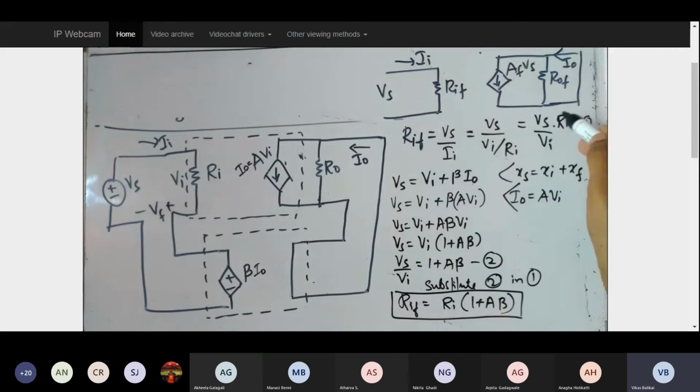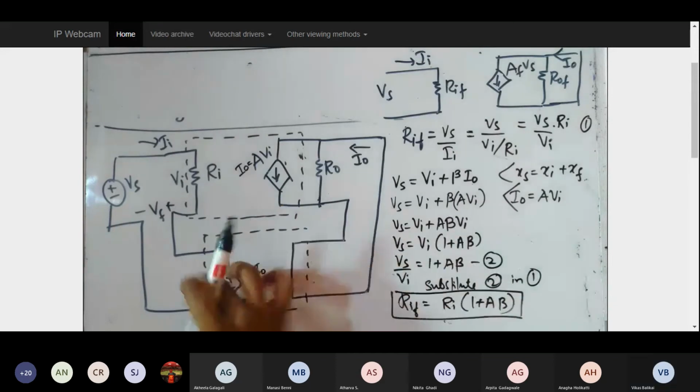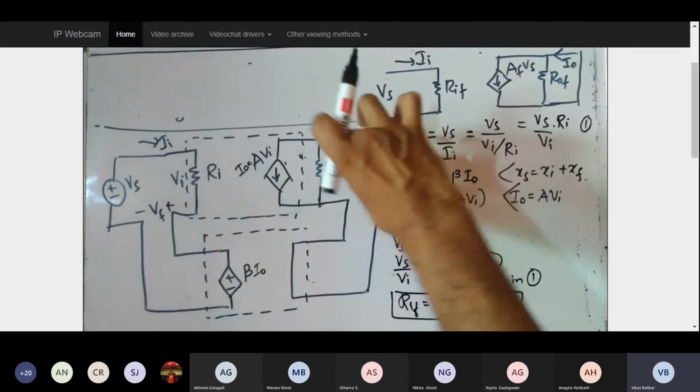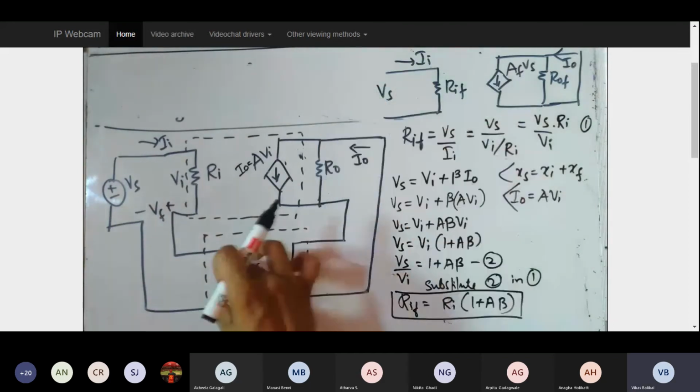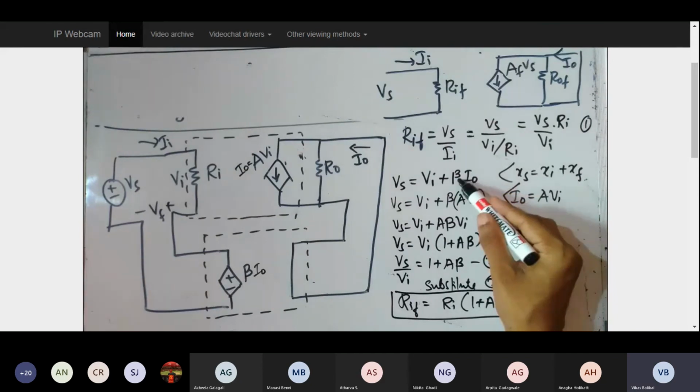Now how do I do that? I know the standard equation, XS equal to XI plus XF. Use this equation and try to simplify the respective value. XS is VS, XI is VI, XF is my feedback. Now the amount of feedback is beta times I0. That is in turn expressed in terms of voltage. Don't get confused over here. In turn it is expressed in terms of voltage, but the feedback is the amount of current that is coming over here. So XF here is my beta times I0, and input is VI.